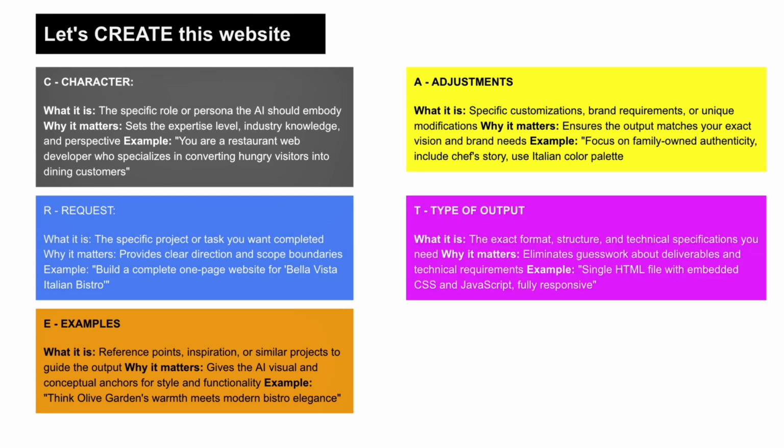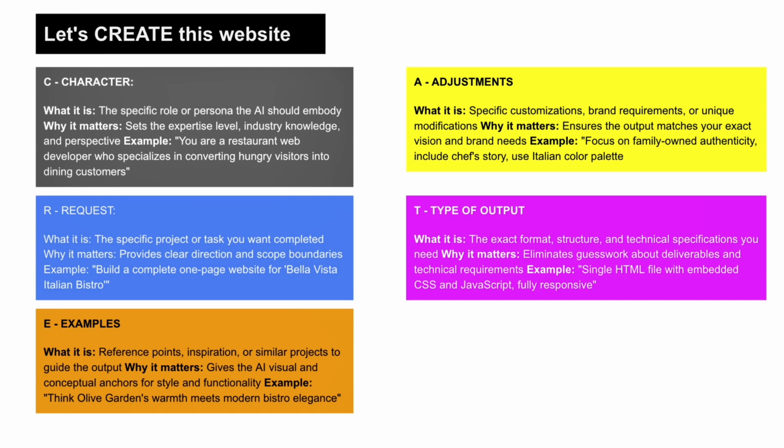The T stands for type of output. That is the exact format, structure, and technical specifications you need. It eliminates guesswork about deliverables and technical requirements. These might be your tools and the kind of format you want, like what framework, maybe React. An example would be a single HTML file with embedded CSS and JavaScript, fully responsive. Maybe you want it to be mobile friendly and all of that. So the T in CREATE stands for type of output.